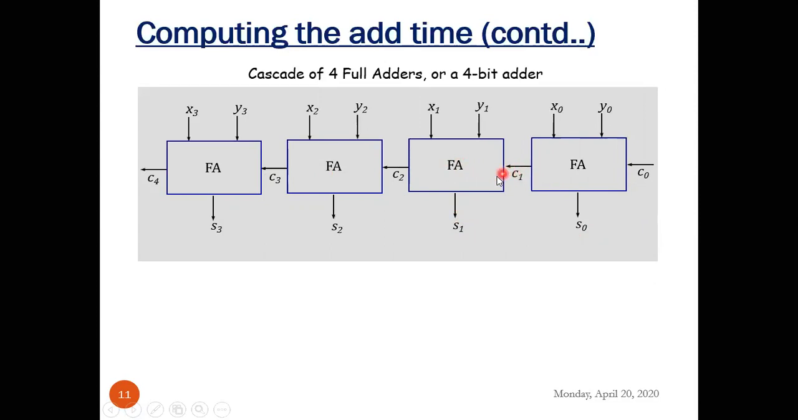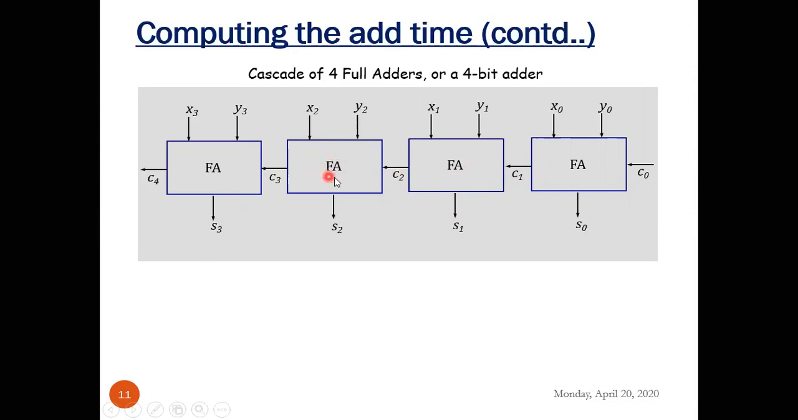So two gate delays, and its own one gate delay to produce the sum. So totally S1 will be generated after 3 gate delays, and C2 requires 2 gate delays as usual, but it has to wait for 2 gate delays to produce C1. So C2 will be produced after 4 gate delays.